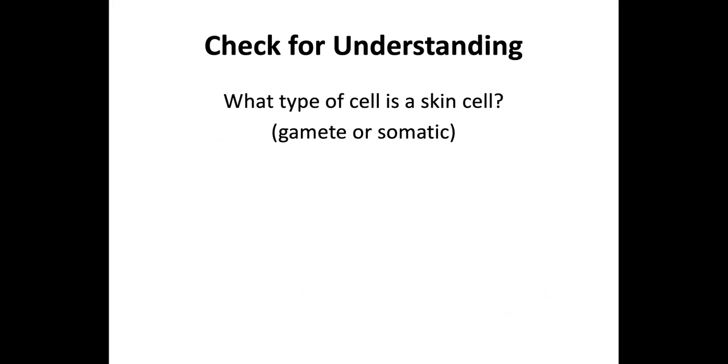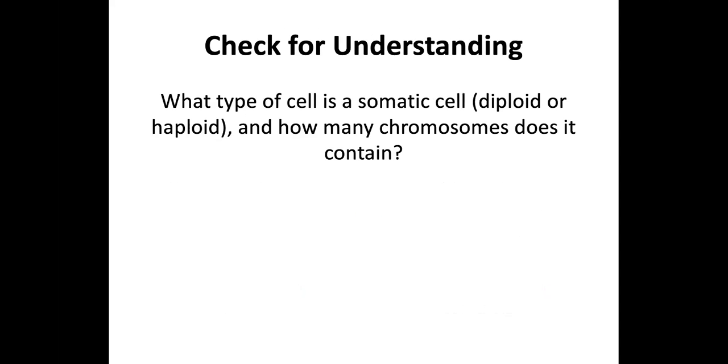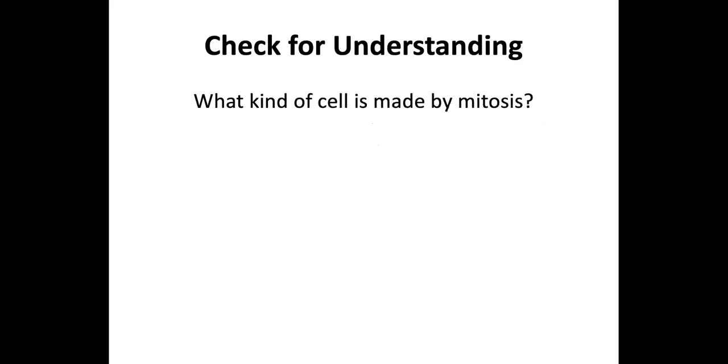What type of cell is in the skin? That's somatic, a body cell. What type of cell is a gamete? Is it diploid or haploid? Haploid. And how many chromosomes does it contain? 23. Perfect. What type of cell is a somatic? Diploid. So how many does it contain? 46. Okay, so that's our full set.